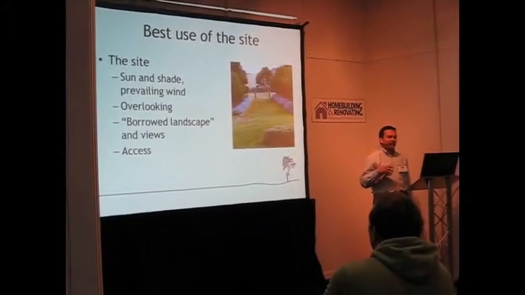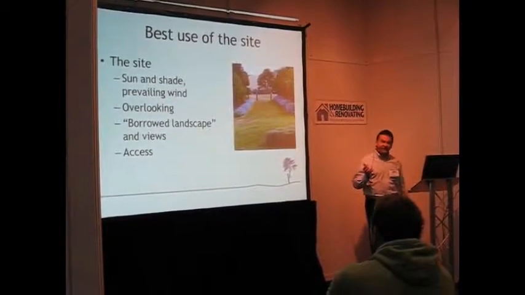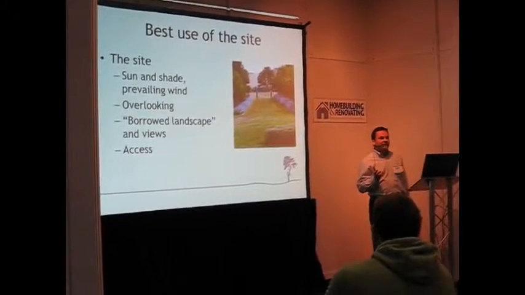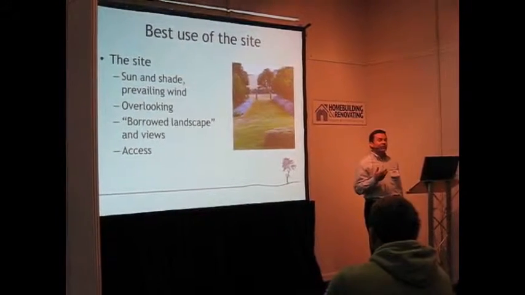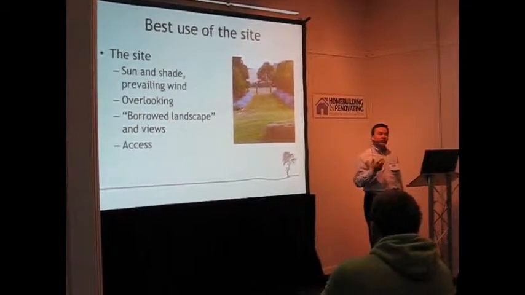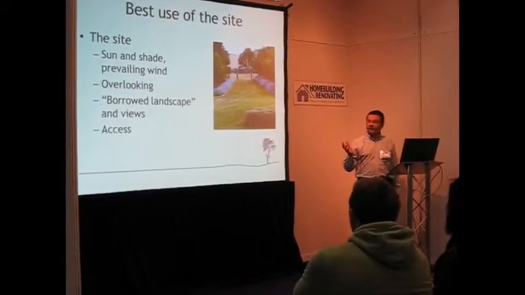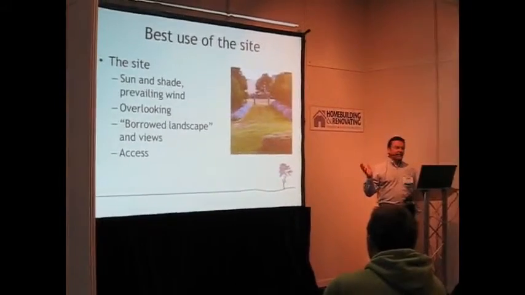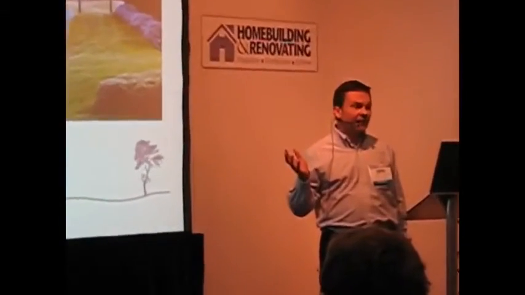One of the first things we do is a site analysis. Now your architect may do a site analysis, but he probably isn't looking at it from a landscape perspective. You may be looking at it from the point of view of views from the house or views of the house. Quite often won't be thinking about the garden. We concern ourselves with things like sun and shade and the prevailing wind direction. Overlooking, often a concern. Borrowed landscape.